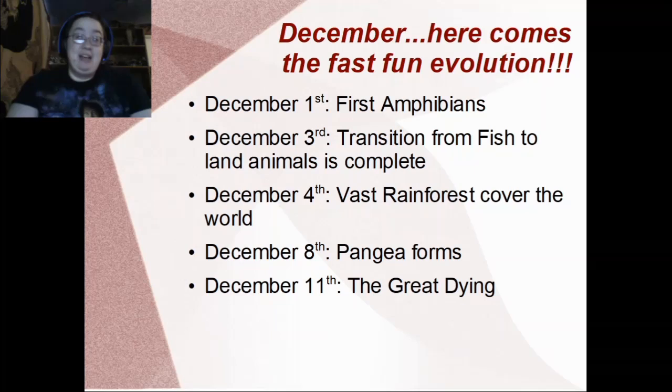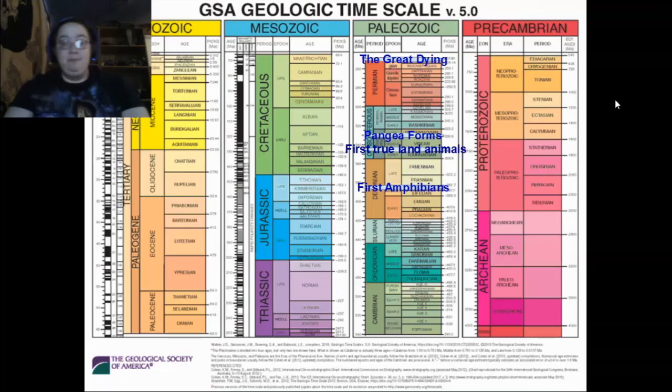And here we have the Paleozoic, all nice and broken down. So we have the Devonian, we have our first amphibians, first true land animals come along in the Carboniferous, and then later in the Carboniferous, we have the Pangea, and then of course, the end of the Permian, the beginning of the Triassic is the Great Dying. That's 96% of animals that were actually wiped off the face of the planet. That's pretty intense. Very intense. All right, let's continue on with December.